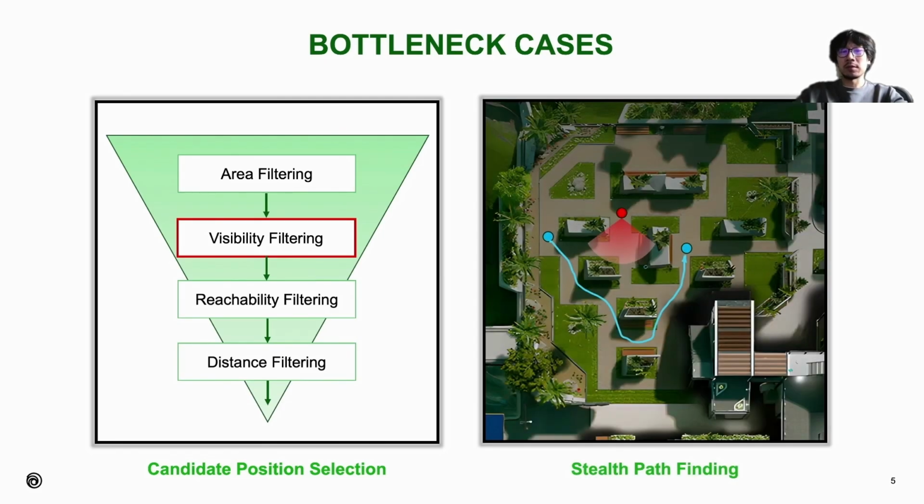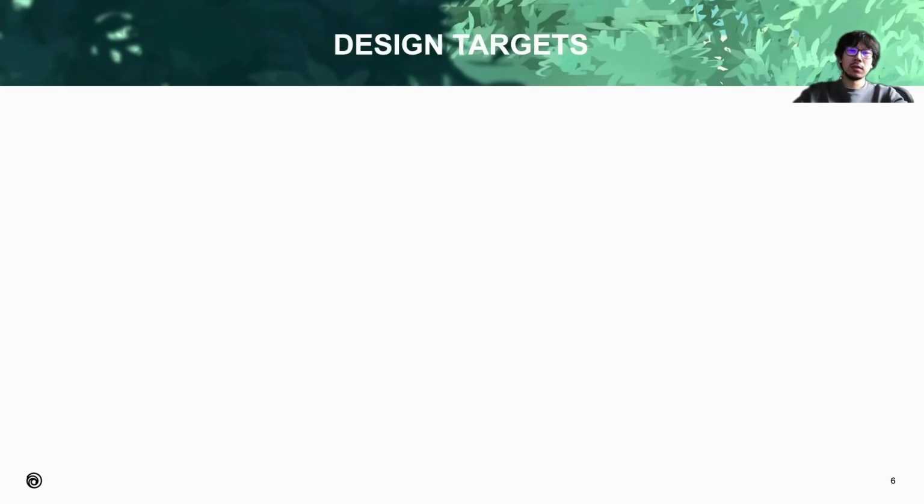Another example is the development of stealth pathfinding AI for NPCs, which is known to be a very difficult behavior to develop for NPCs due to the high cost of visibility information. So, it's necessary to develop a more efficient approach. To design our method, we started with the targets below.